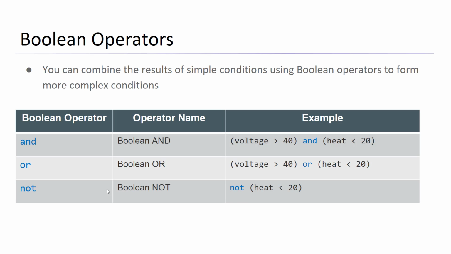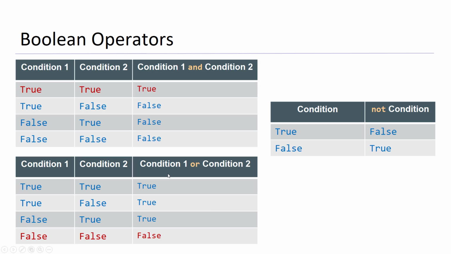With comparison operators, you can build simple conditions that involve two operands. If you want to build more complex conditions, you will need to use Python's Boolean operators. Python has three Boolean operators: Boolean AND, Boolean OR, and Boolean NOT. The Boolean AND and the Boolean OR operators take two operands, both of which have to be conditions or Boolean values. The Boolean AND is true if both operands are true. On the other hand, the Boolean OR is false if both operands are false.